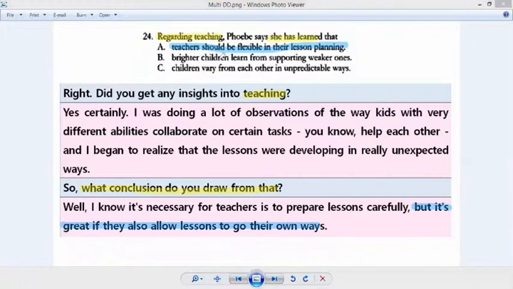Brighter children and weaker children, no, we don't have anything about that. And C, vary from each other in unpredictable ways. We see unexpected ways. Maybe that's a bit of a trap. Or at least it is proof that keywords can be misleading. Unexpected ways, unpredictable ways. All right, let's move on.